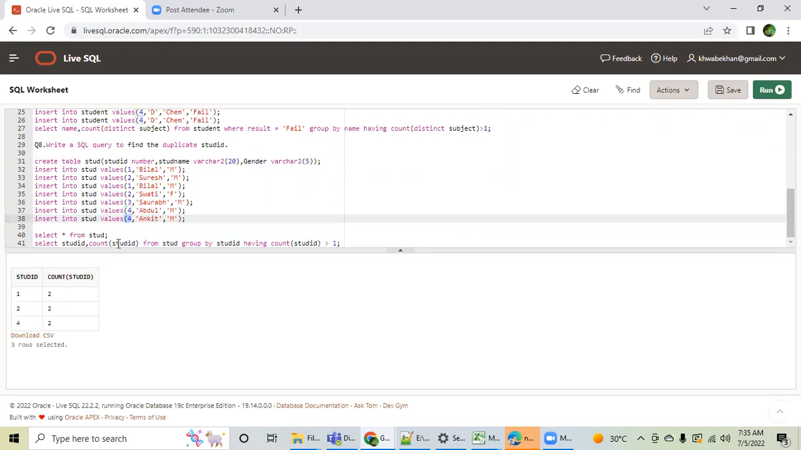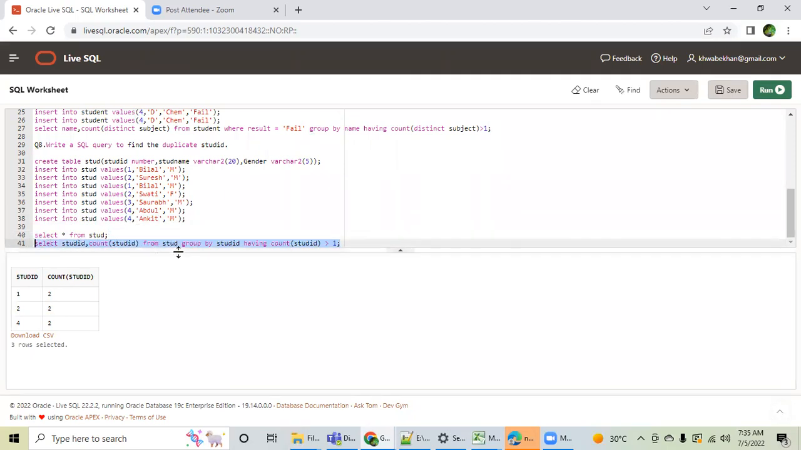But even then, I'm telling you that this query is not correct. Can anyone think and tell me in which scenario this query will fail?